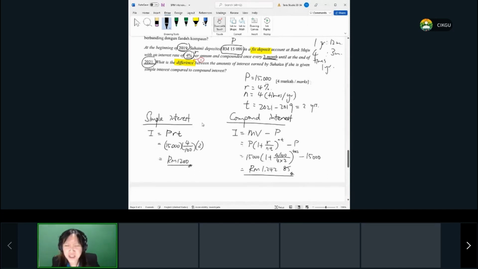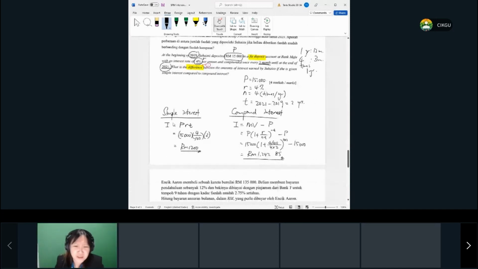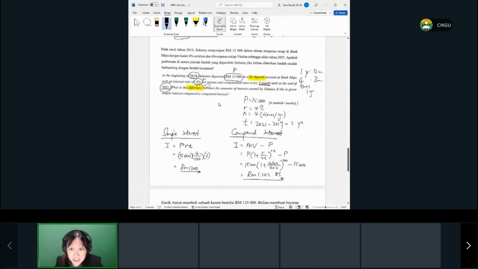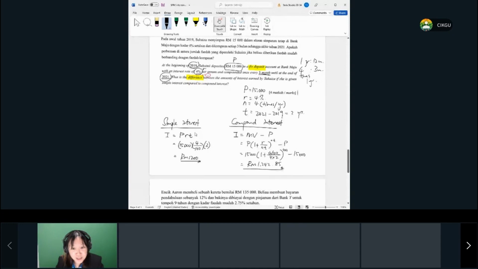Did I not tell you in real life nobody wants to use simple interest? Because it's the same amount of money that I invest, but just by changing the way the interest is applied, instead of simple, I apply it in compound, I earn an additional 42 ringgit. Who doesn't want free money, right? That's why in real life, nobody uses simple interest. Everybody uses compound.